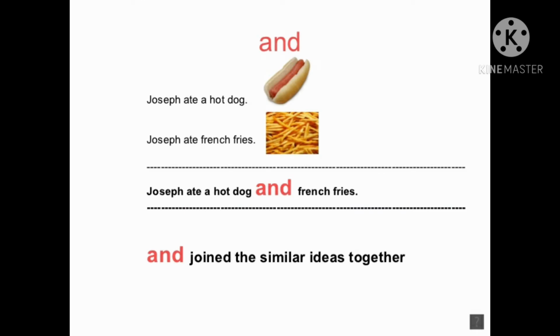You can see in the picture examples. Joseph ate a hot dog. Joseph ate French fries. Both the sentences are giving similar ideas. So now how will we write it? Joseph ate a hot dog and French fries. So here you can see that and joined the similar ideas together.